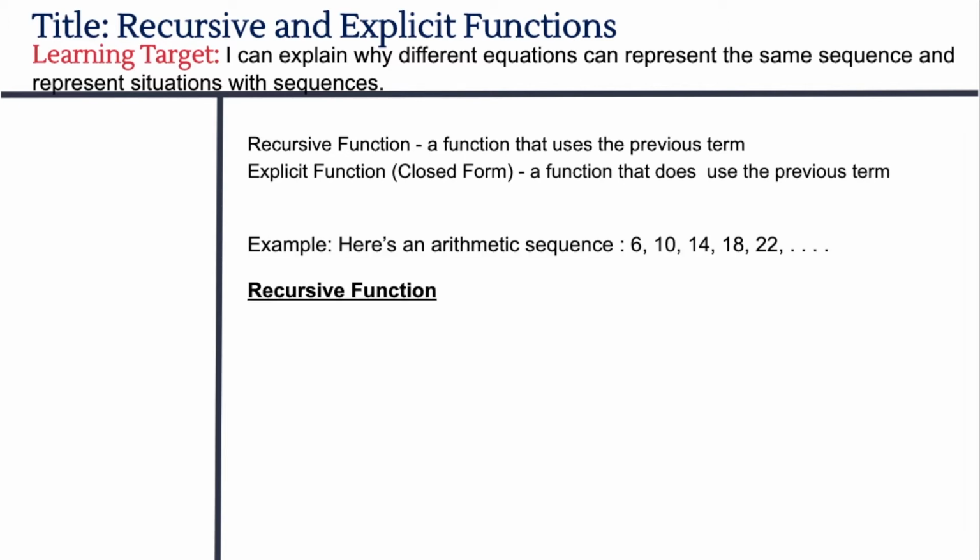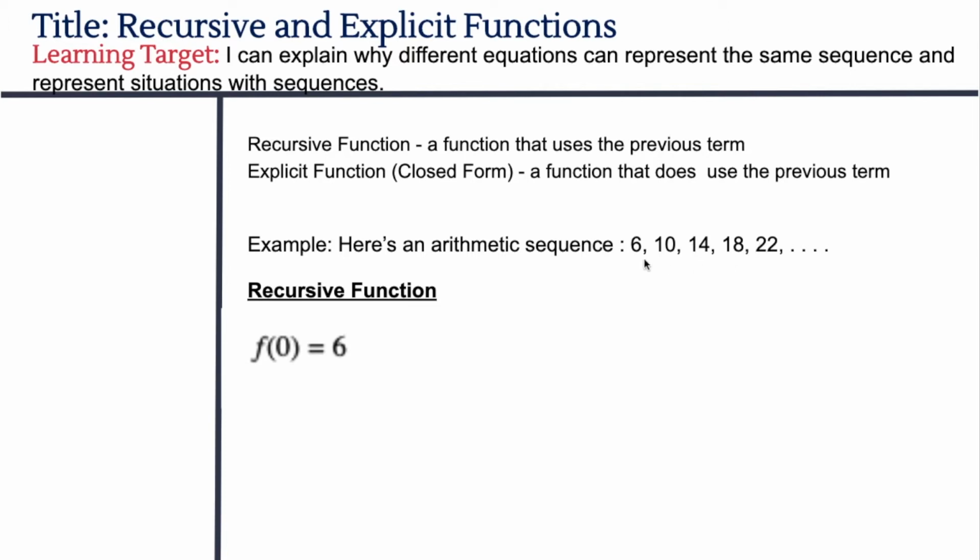Okay, so here's an example of an arithmetic sequence. It starts 6, 10, 14, 18, 22. And I want to create a recursive function for this. In order to write a recursive function, you have to have two things. The first thing is you have to say where the sequence begins. So we'll say that our function f of 0, the very first part of our sequence, is 6. I'm calling this the 0th term, right? So this is term 0, this is term 1, term 2, term 3, term 4.